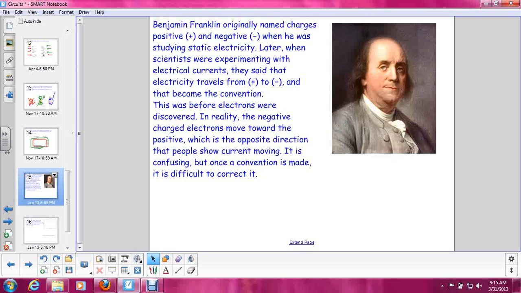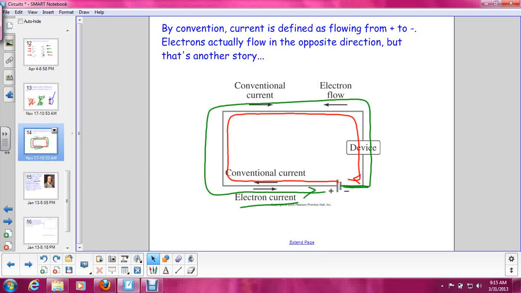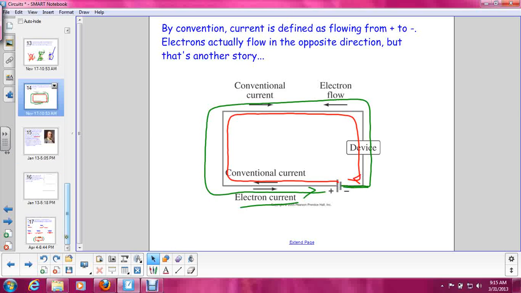The reason we don't fix it is because the original convention of positive to negative had been around for so long that it was really difficult to change. So we just left it. So we refer to these as two different things. Conventional current goes from positive to negative. Electron current goes from negative to positive. Sorry to be confusing.